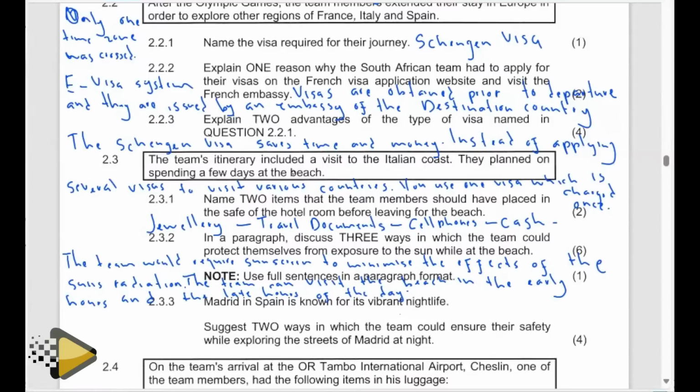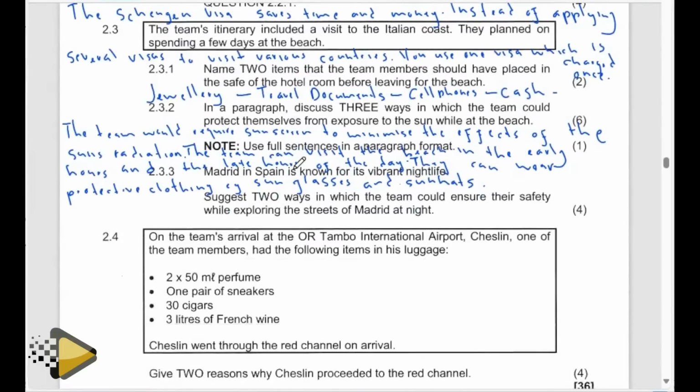So in addition to that, they can wear protective clothing, e.g. sun hats and sunglasses, to minimize the effects of the sun. So they can use sunglasses and sun hats to minimize the harmful effects of exposure to the sun. So these are some of the precautionary measures which can be taken by the team in order to minimize the effects of radiation of the sun.